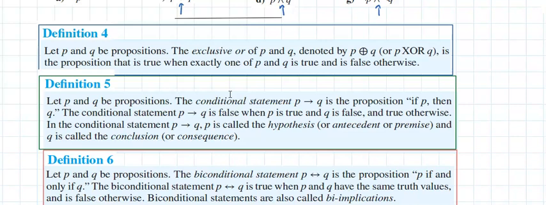Definition 4, let P and Q be propositions. The exclusive or of P and Q is denoted by this plus symbol, and is the proposition that is true when exactly one of them is true but not both. So only one of them is true. You can't have both of them being true. This is kind of like the OR, except the OR does represent one or the other or both. Here, it can only be one of the two. It can't be both.